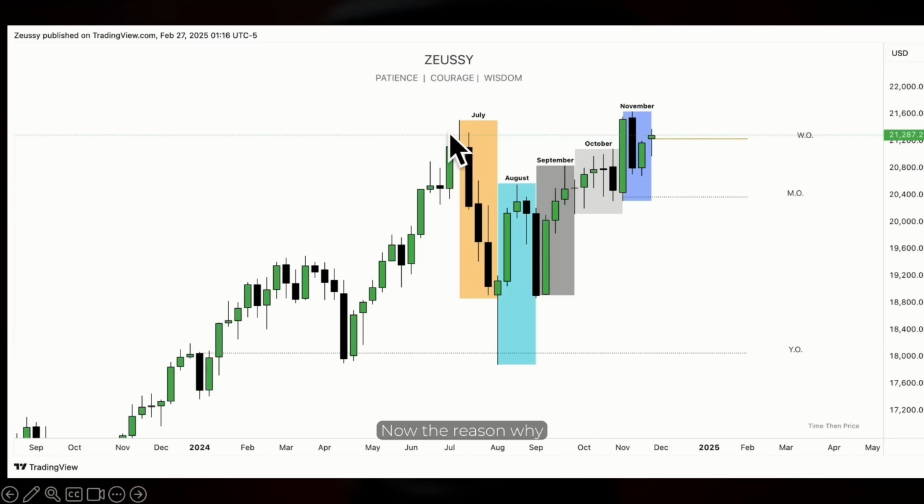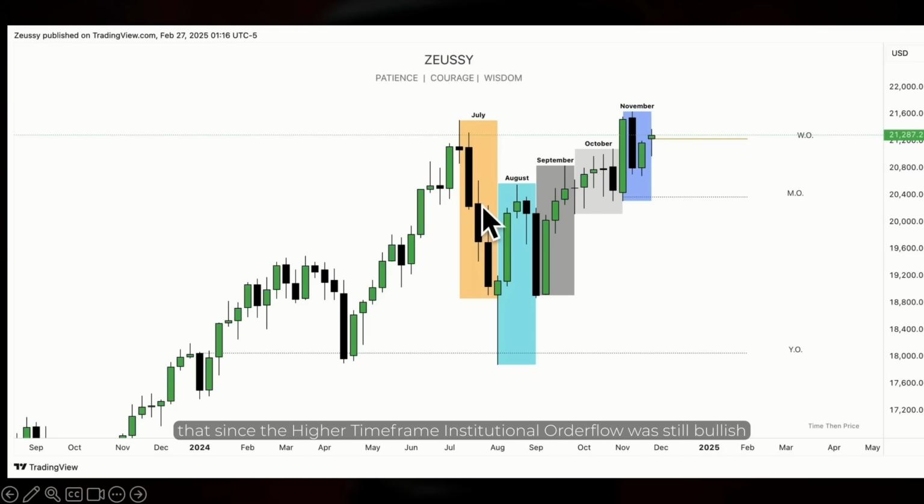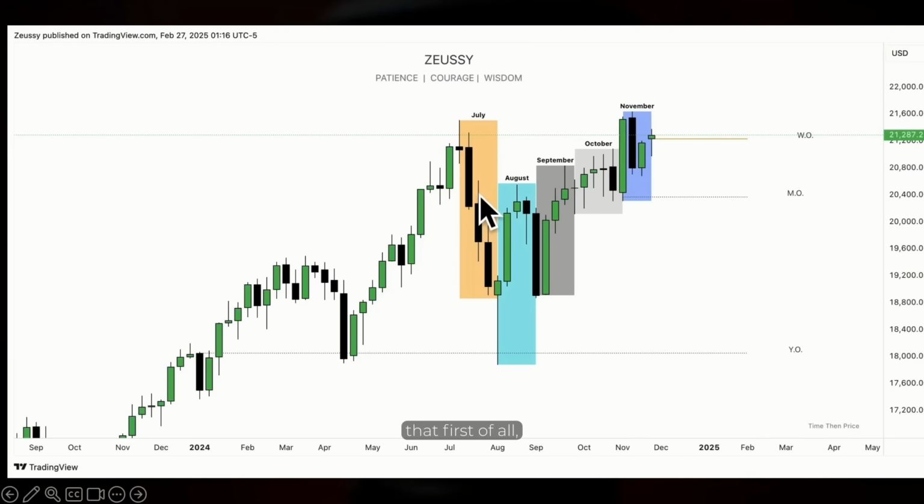Now, the reason why this is a perfect example of these monthly cycles having influence on each other is because based upon how July delivered, you can anticipate how the following months are going to deliver. Meaning you can anticipate that since the higher time frame institutional order flow was still bullish, that first of all, this run lower was manipulation, and therefore you can anticipate continuation higher to unfold later.